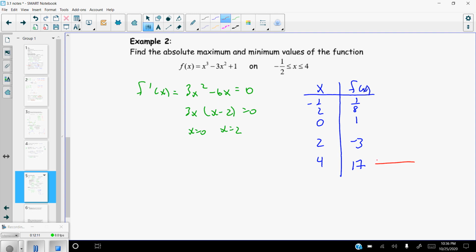There we go. It's 17. What's the smallest number? -3. There's your absolute maximum and absolute minimum value. So we'll simply write that the absolute max is 17 and the absolute min is -3. And that's the general concept between absolute max and absolute min.